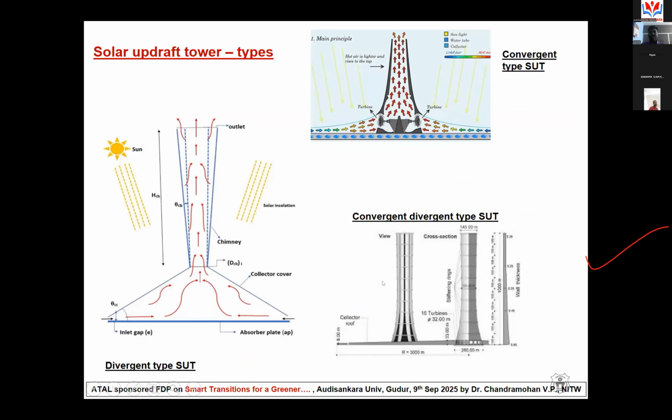And then in this solar updraft tower, different types of plants are there. In the first type, it's a convergent-type SUT, where the chimney is convergent in nature. The second setup is divergent in nature. The third setup is convergent-divergent in nature. So which setup is effective? We need CFD techniques to resolve it. Let's say the convergent-divergent setup is better, or the convergent is better, or the divergent is better. We can come to a conclusion like that, and accordingly we can generate our own plant.